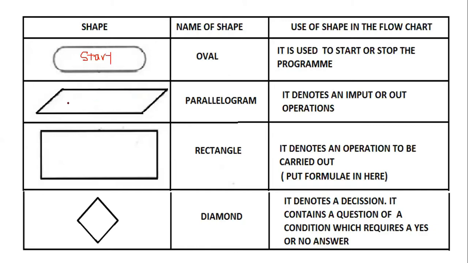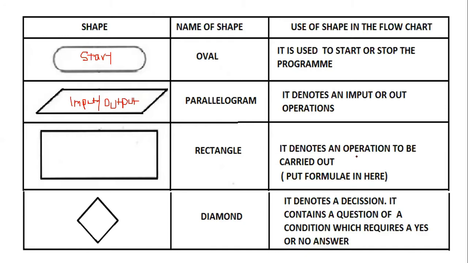Then in here, this one is a parallelogram, which is an input. Okay, this one is used for an input or output of an operation. Okay, input or output. That is the use of a parallelogram. So anything that you are inserting into the computer, anything that you are adding into the computer, it falls under input. Then we also have a rectangle.